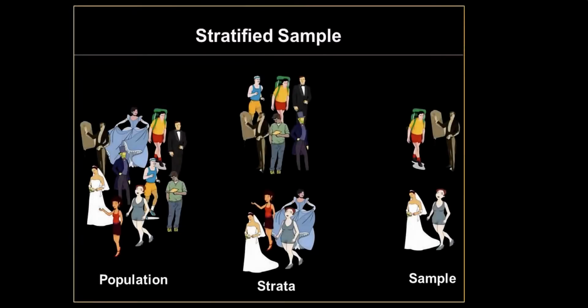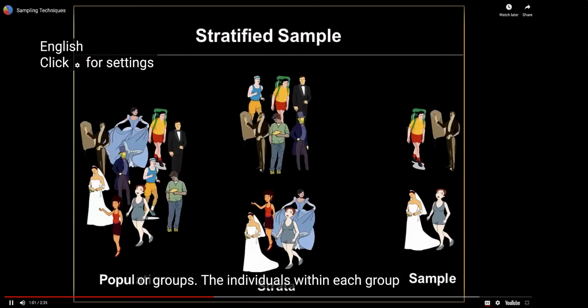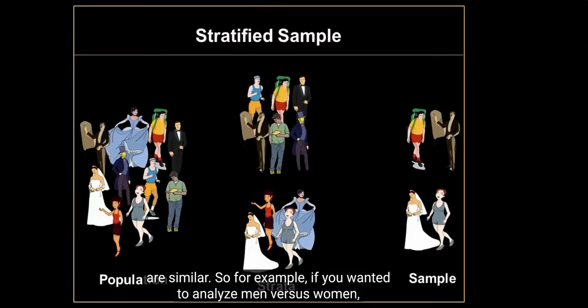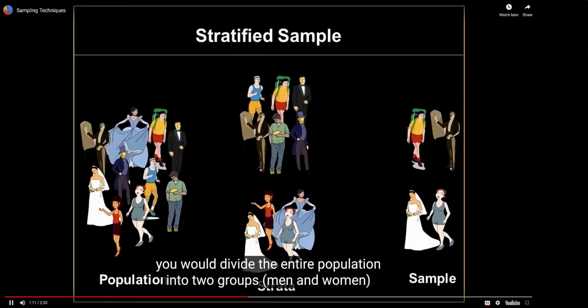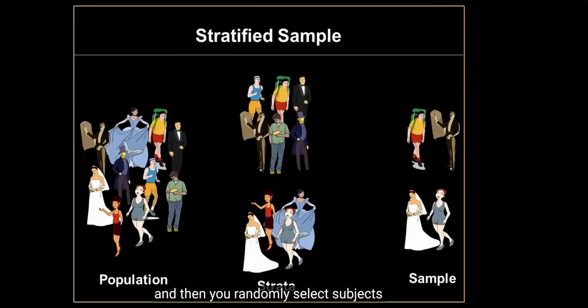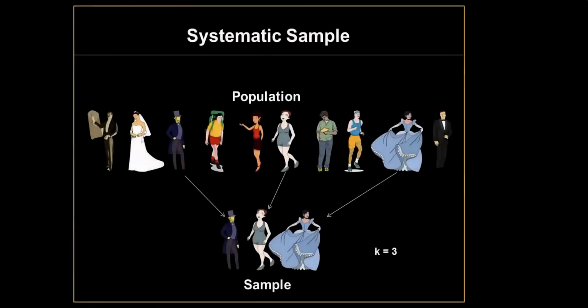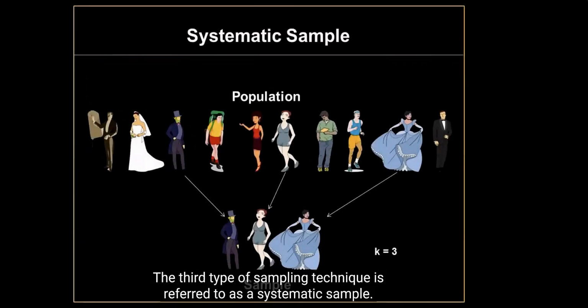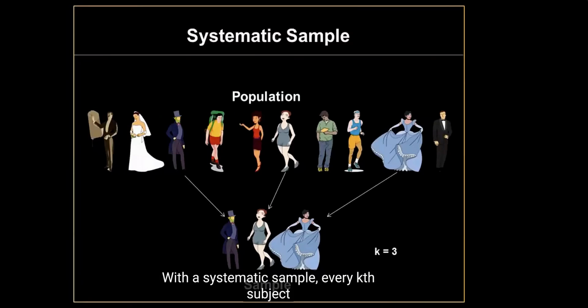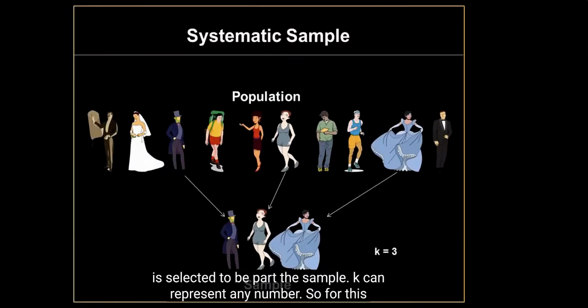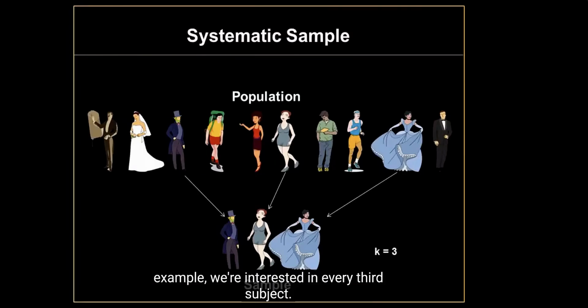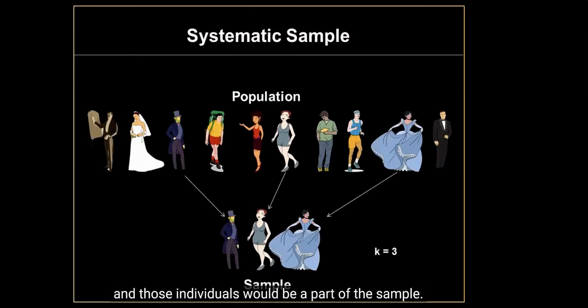Next, we have a stratified sample. With a stratified sample, the population is divided into strata, or groups, and the individuals within each group are similar. So for example, if you wanted to analyze men versus women, you would divide the entire population into two groups, men and women, and then you randomly select subjects from each group. The third type of sampling technique is referred to as a systematic sample. With a systematic sample, every kth subject is selected to be part of the sample. K can represent any number, so for this example, we're interested in every third subject. So we count every third subject in the population, and those individuals would be a part of the sample.